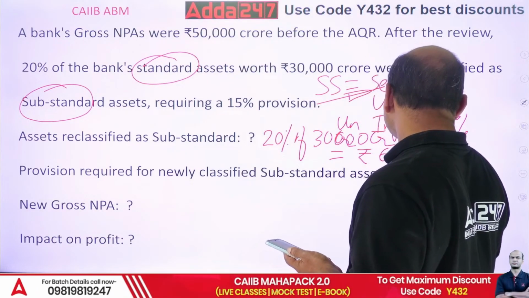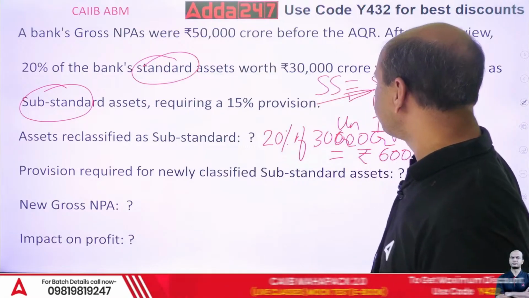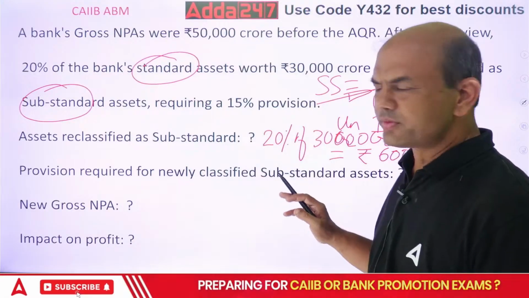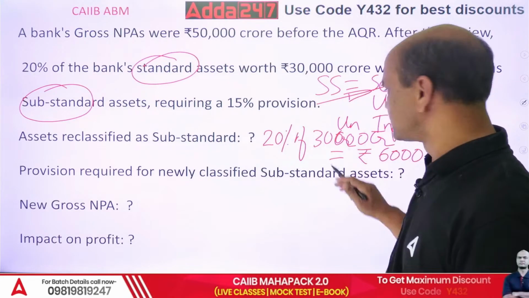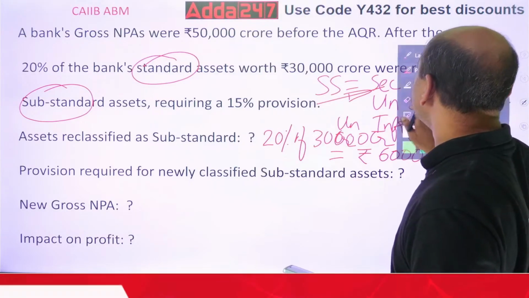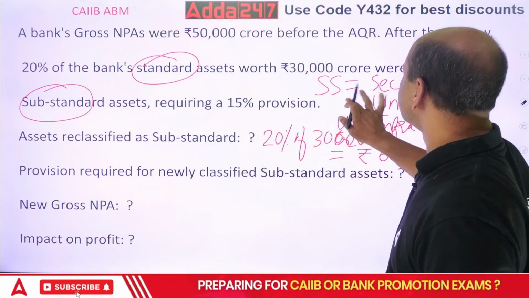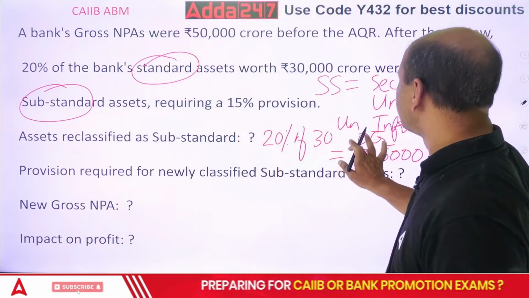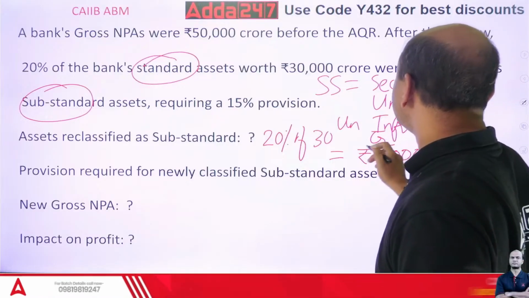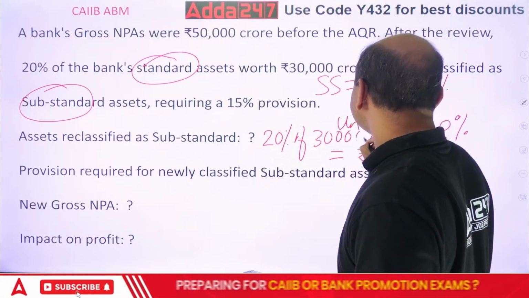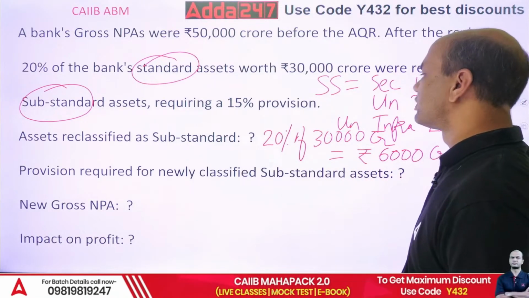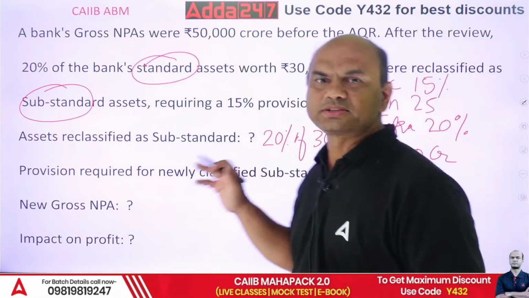6,000 crores. Okay. So what we'll do, we'll keep a simple trick now. We won't touch the crores. Let's keep it simple. We will not touch the crores over here. We'll let the crores remain as it is and only touch the figures. 30,000. So 20% of 30,000 is 6,000. Crores is the same. We won't touch this crore figure now.